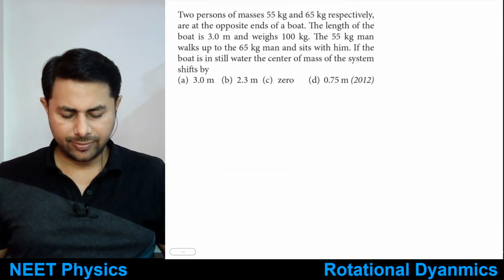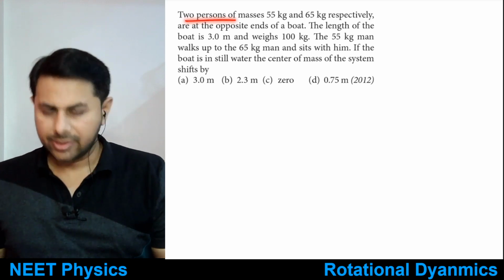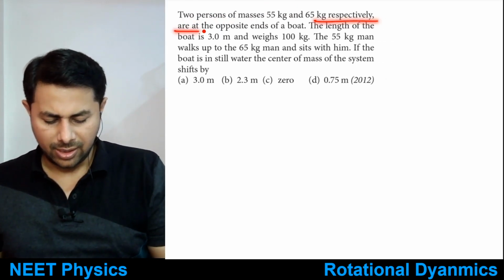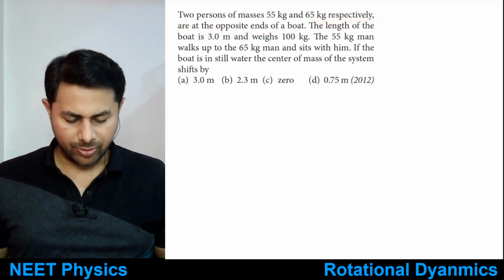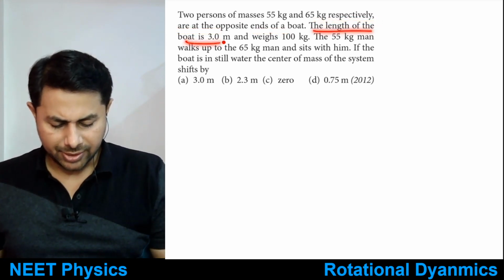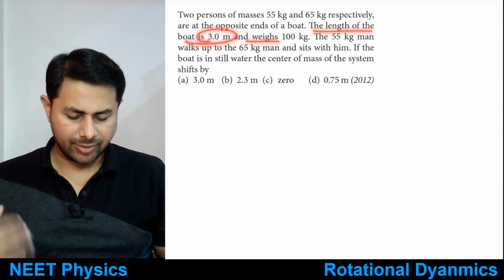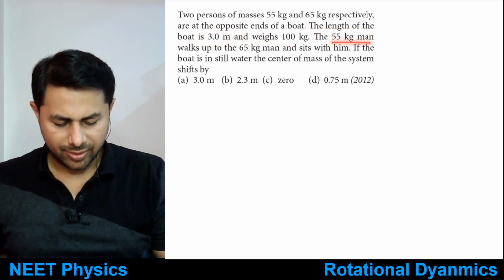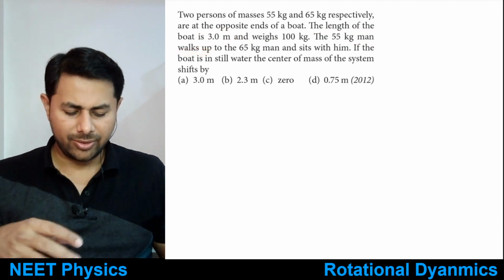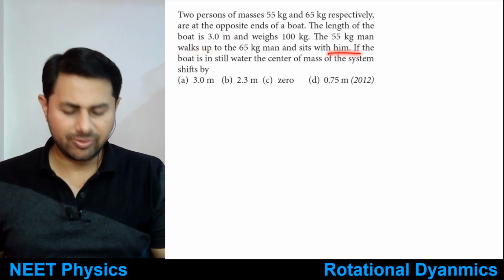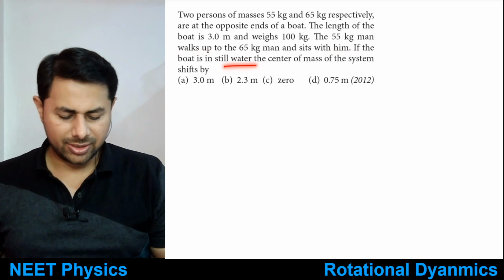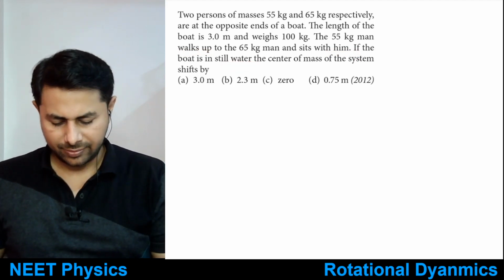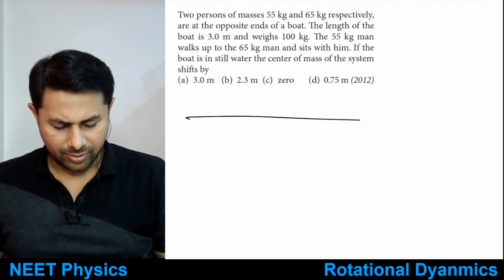Let's see the next one. Two persons of masses 55 kg and 65 kg respectively are at opposite ends of a boat. The length of the boat is 3 meter and it weighs 100 kg. The 55 kg man walks up to the 65 kg man and sits with him. If the boat is in still water, the center of mass of the system shifts back. This is the question.